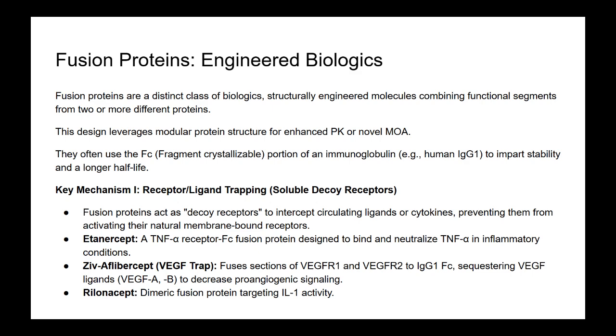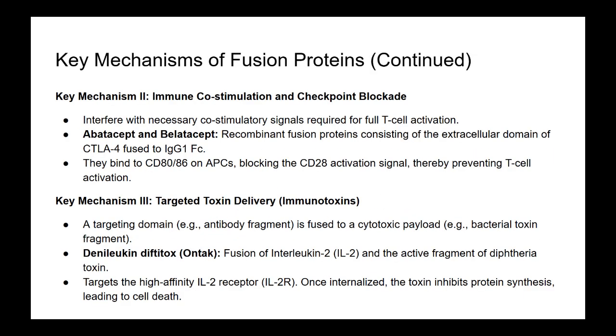Fusion proteins can be designed to interfere with the necessary co-stimulatory signals required for full T-cell activation, serving as a powerful form of immunosuppression. The mechanism of action typically involves fusing a key T-cell inhibitory molecule, such as cytotoxic T lymphocyte-associated protein 4, to the fragment crystallizable region of an antibody.